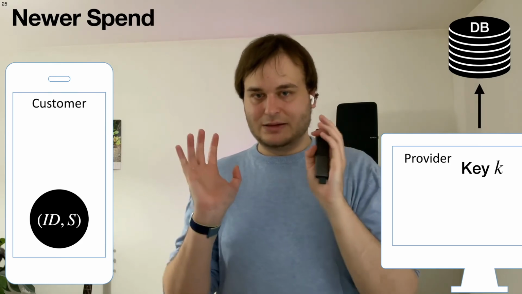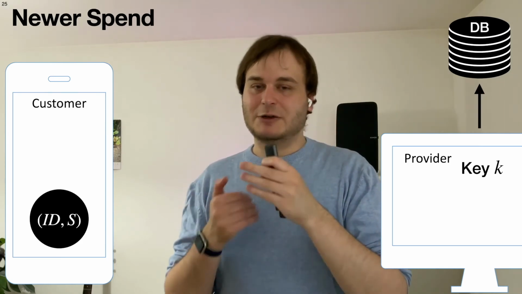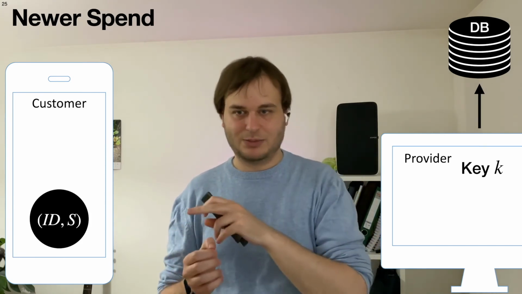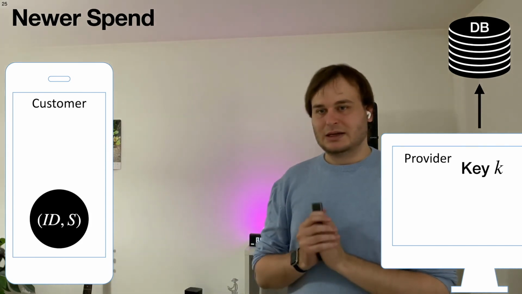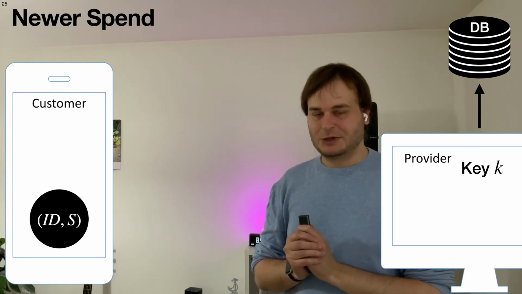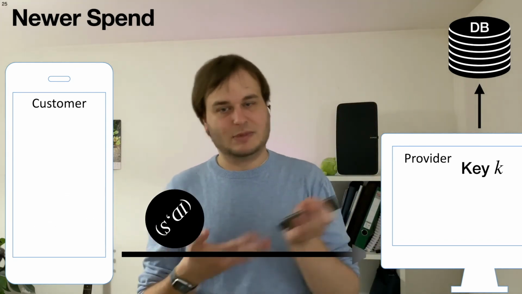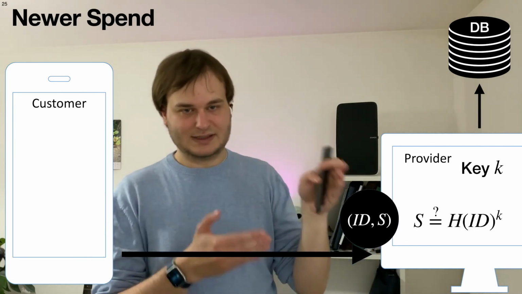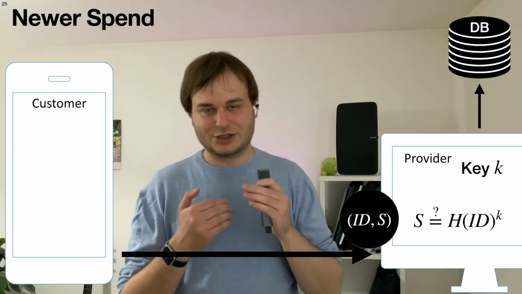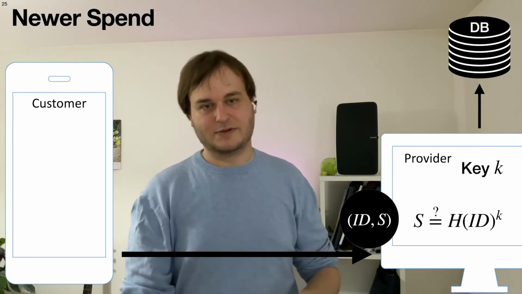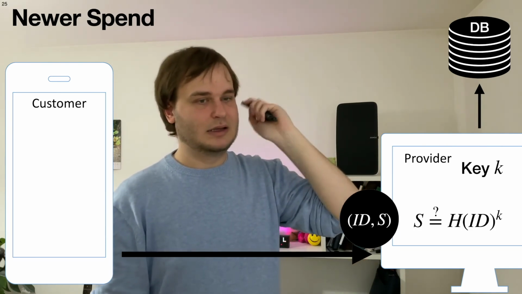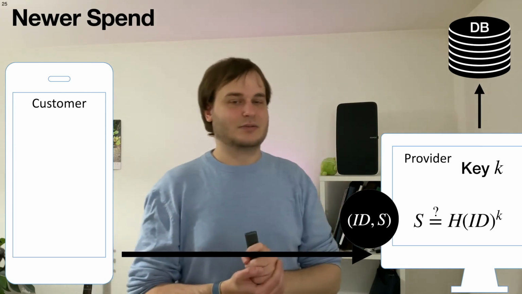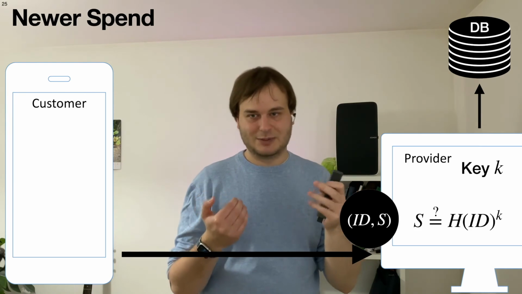Good. Now, so we could use still the group structure and allow this blinding and unblinding. Now, if we spend a coin, we do the same thing as before. We again reveal the coin. Now the provider checks the ID again and also checks whether this equation works. So whether S is actually the hash of the ID raised to the power of k. Now this works. Now we can think about the attack that we had before.